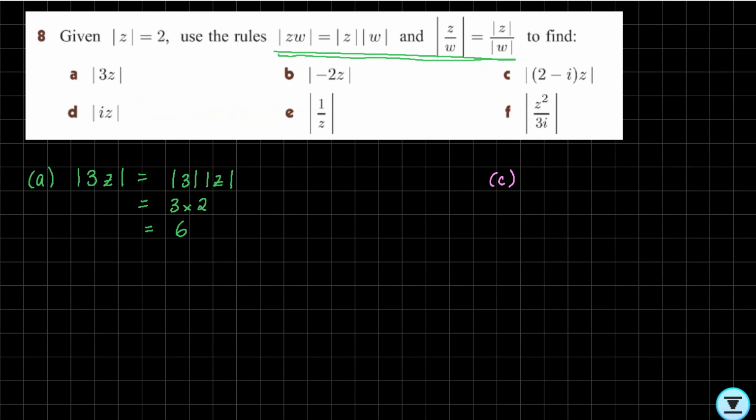So just using those properties, C we can separate to be. And then what is the modulus of 2 take 1 i? Yep. So you're doing the 2 squared is 4 plus minus 1 squared is 1. So this becomes 2 root 5. Yeah. Agreed?